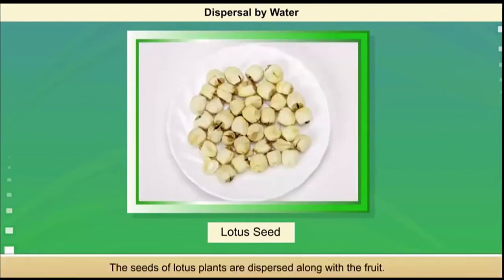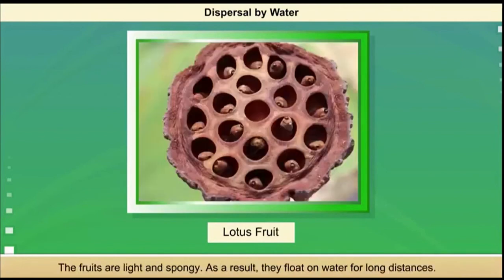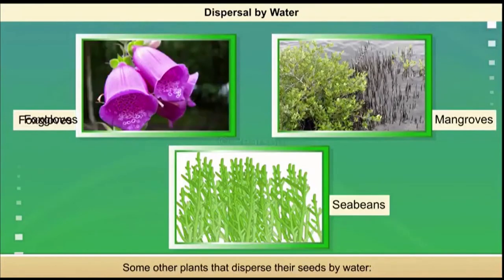The seeds of lotus plants are dispersed along with the fruit. The fruits are light and spongy. As a result, they float on water for long distances. The seeds of foxgloves, mangroves, sea beans are also dispersed by water.